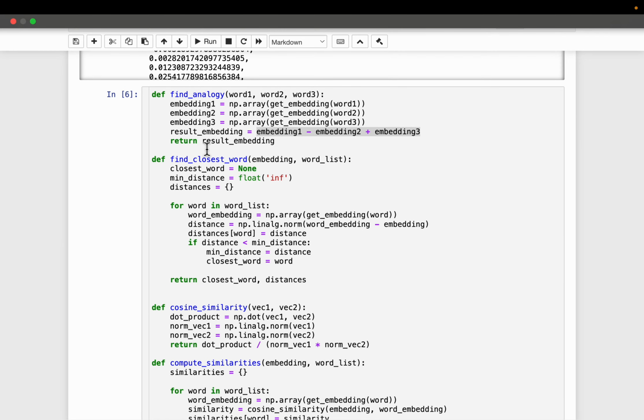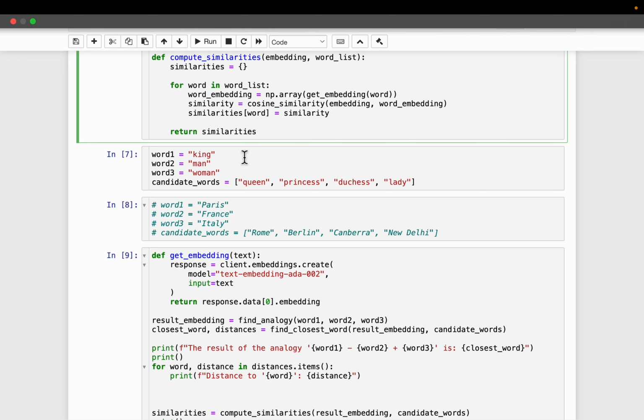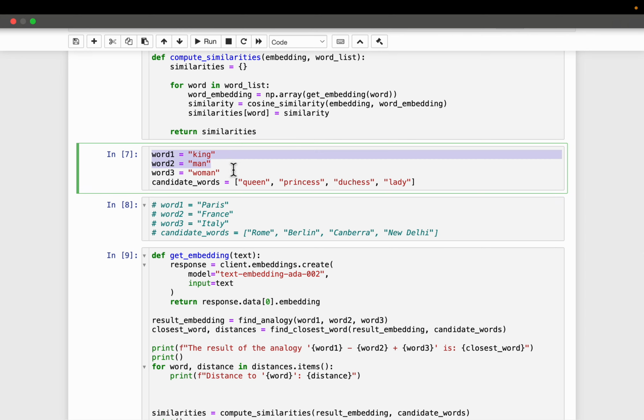All right. Okay. Return the resulting embedding. And then the way we are going to do this is, these are the 3 words, right? So king minus man plus woman. That's what we computed on the left hand side.